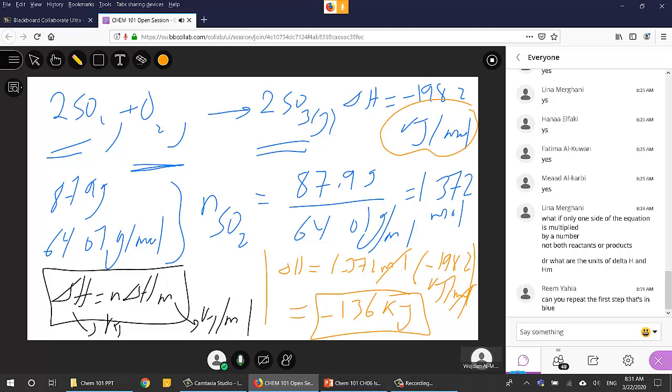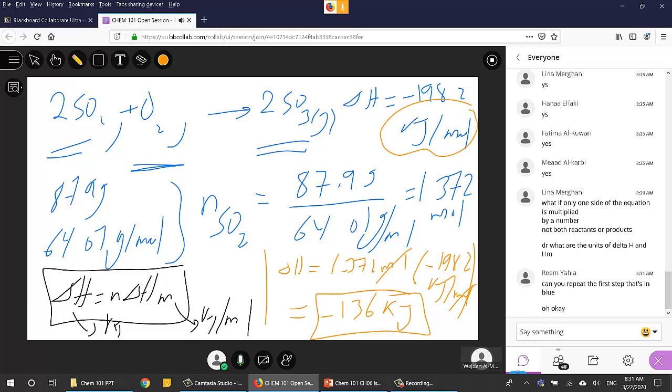The first step, I'm just calculating the number of moles. So in the question, I'm giving grams and a molar mass. So the number of moles is mass divided by molar mass. I'm just calculating the number of moles. So it's grams divided by gram per mole. Okay?